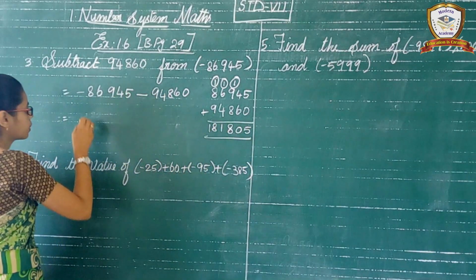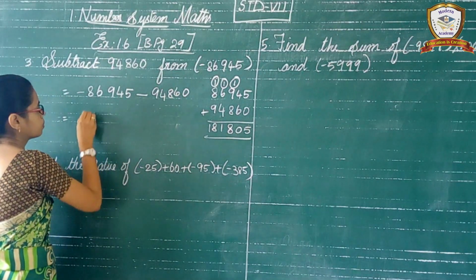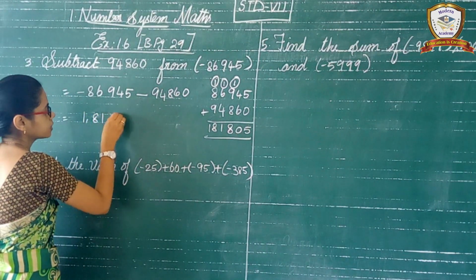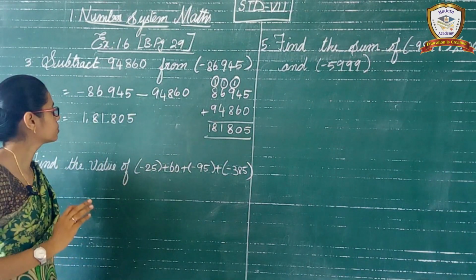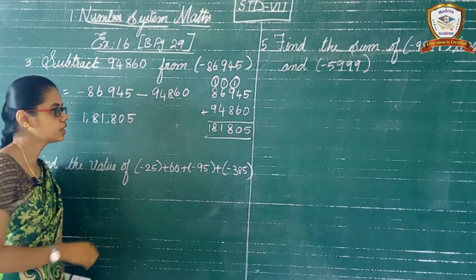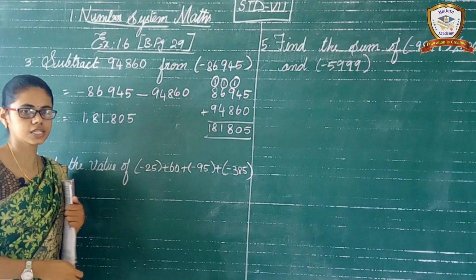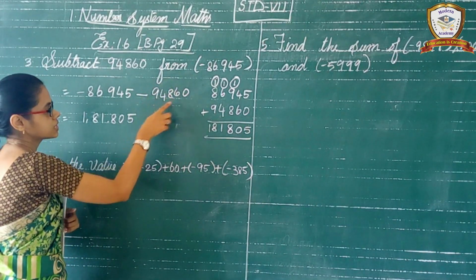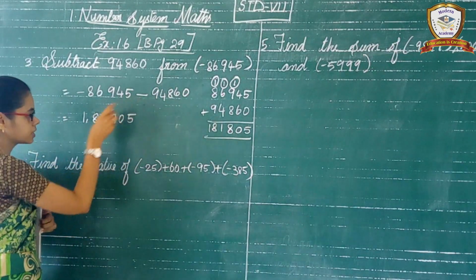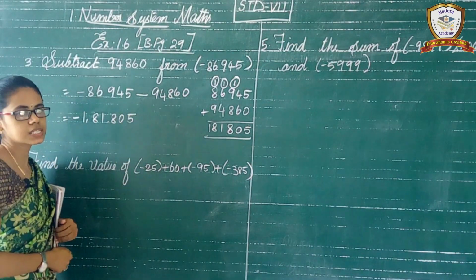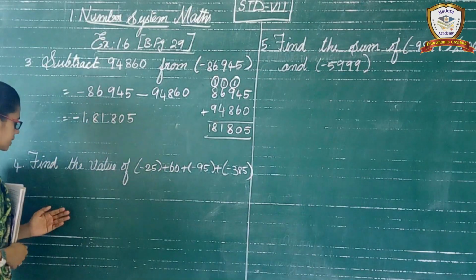So finally we want to write here. That is 1,81,805. Okay. Then after you should mention the symbol. Okay. See which one is the greatest number? 94,860. Isn't it? So the sign of 94,860 is what sign? Minus. So you want to mention here minus in our answer. Clear? And next, see the next sum.